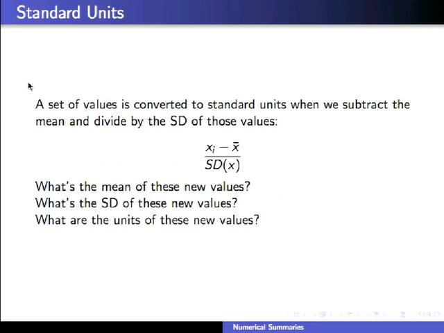So we could actually go back and do all the calculations, or you can possibly guess from the name of standard units what the answer might be. What's the new mean of these values? Yes? It would be 0. And we can think of that as a linear transformation, just like before.